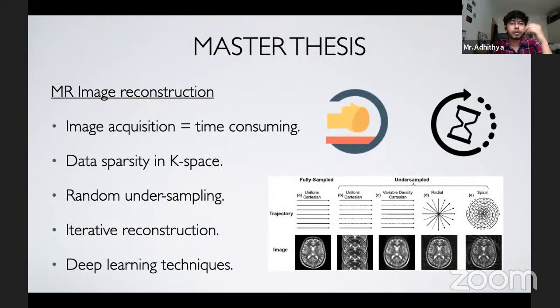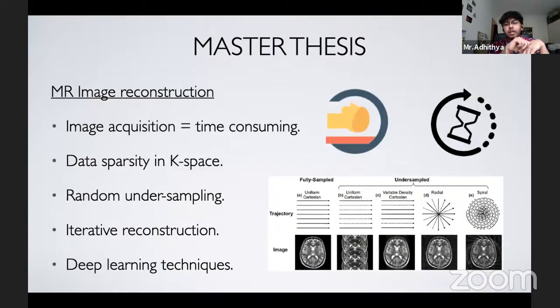Now I am working on my master thesis, which is based on MR image reconstruction. We know that MR imaging takes around 2 to 3 hours, or sometimes even 4 hours, depending on the type of imaging we perform. How to reduce this scan time is still in development, and that is the area where I am currently working.